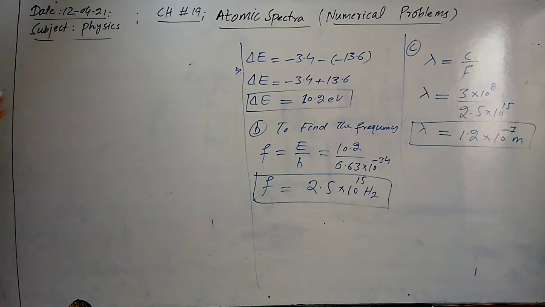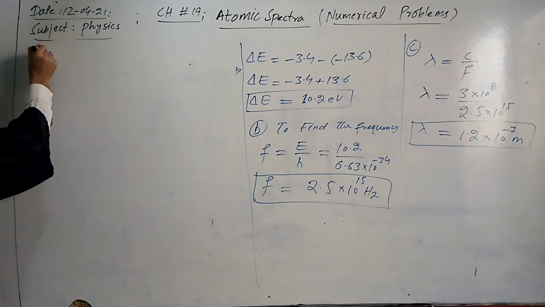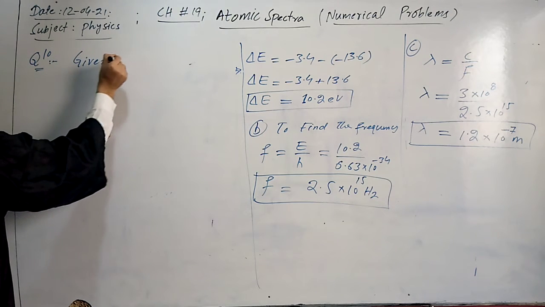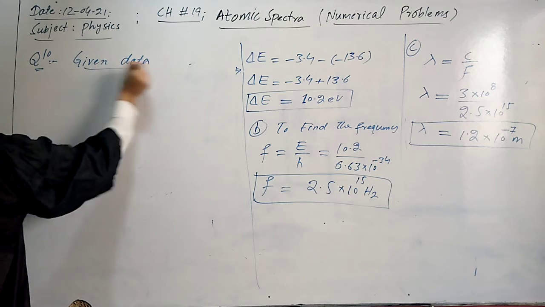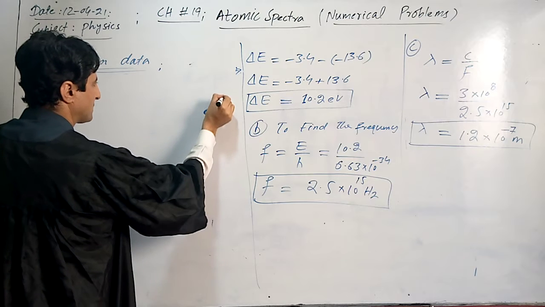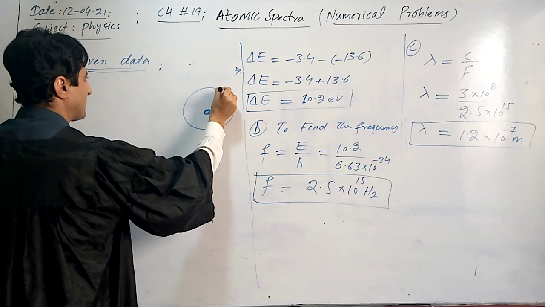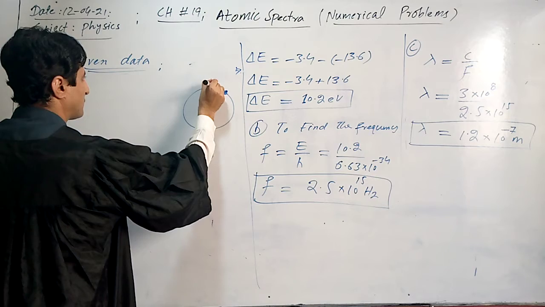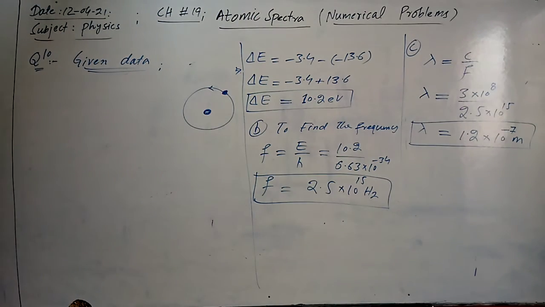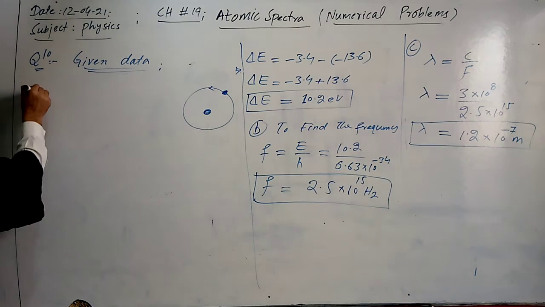Question number 10. From the statement of this question, we can collect this data. This is the nucleus, this is the first orbit, and here is an electron revolving. So we have to calculate two things: the speed of this electron and the time. What is the mass of the electron? Mass of electron is equal to 9.11 multiplied 10 power minus 31 kg.